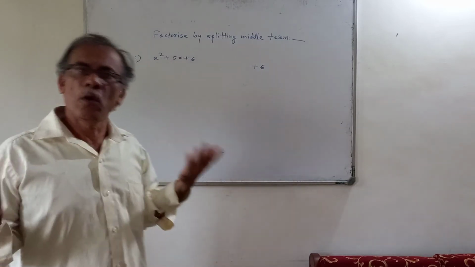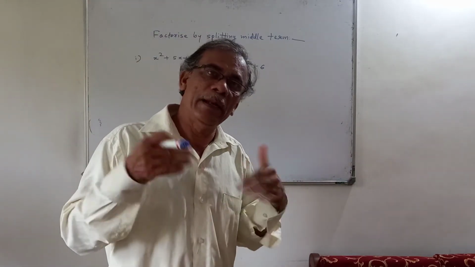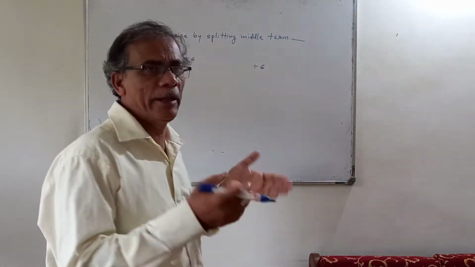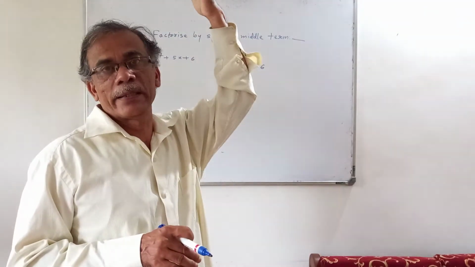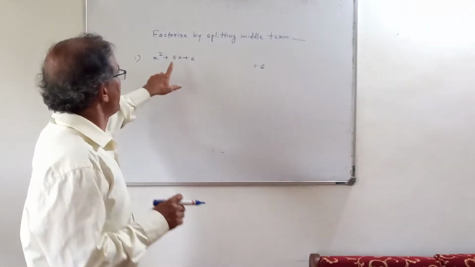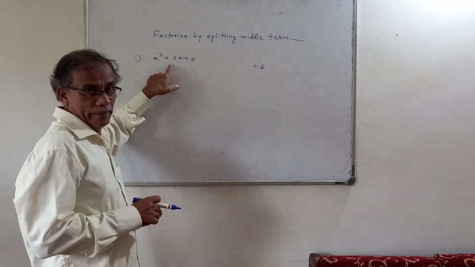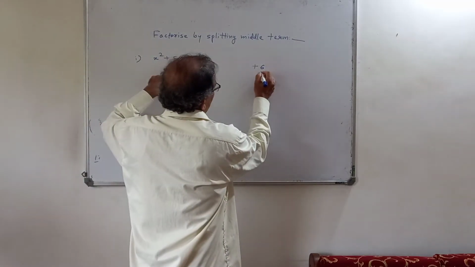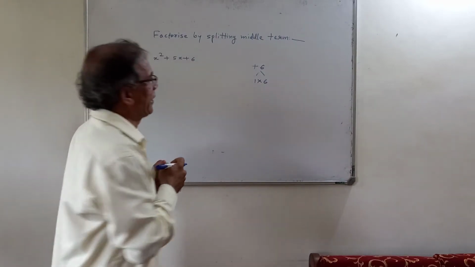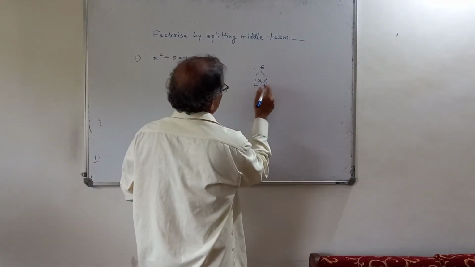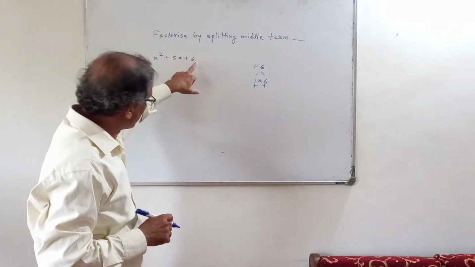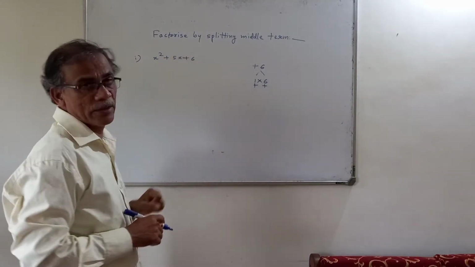Now there will be so many pairs which will give you multiplication 6. Being 6 a smaller number, there will be few, but with big numbers you may have so many pairs. But at the same time, the second condition, the sum should be equal to the middle term. That is important. Suppose you get 1 into 6, multiplication 6. Now if you add them, what is the addition? 7. And we want addition 5. Multiplication should be 6, at the same time addition should be 5.